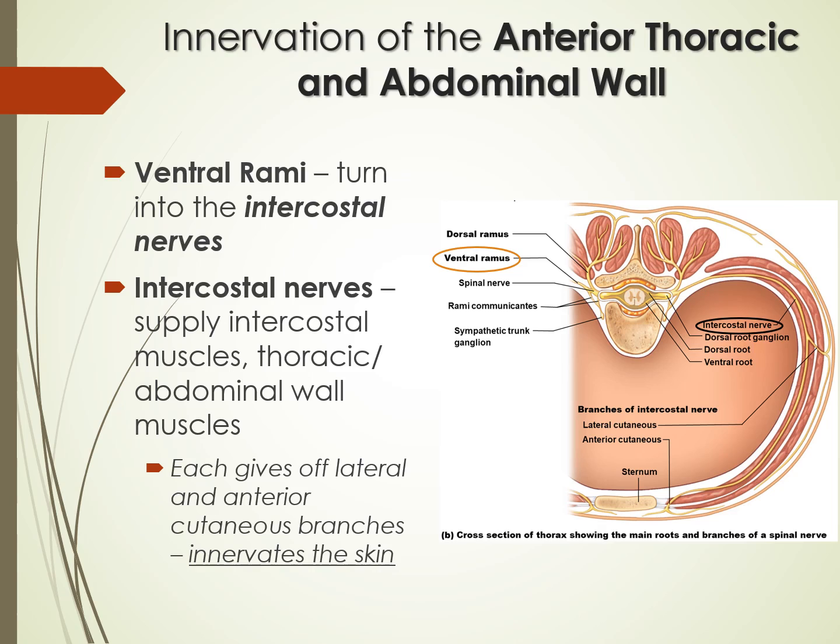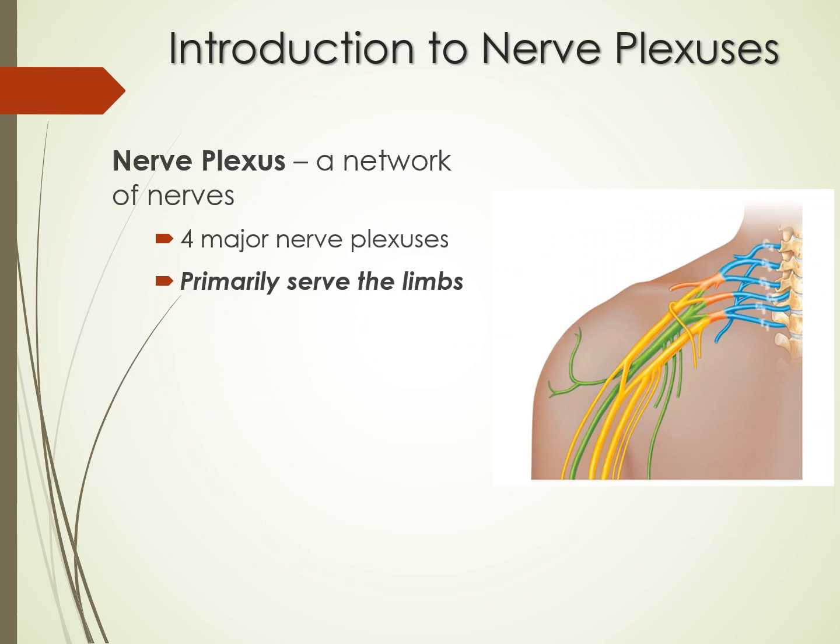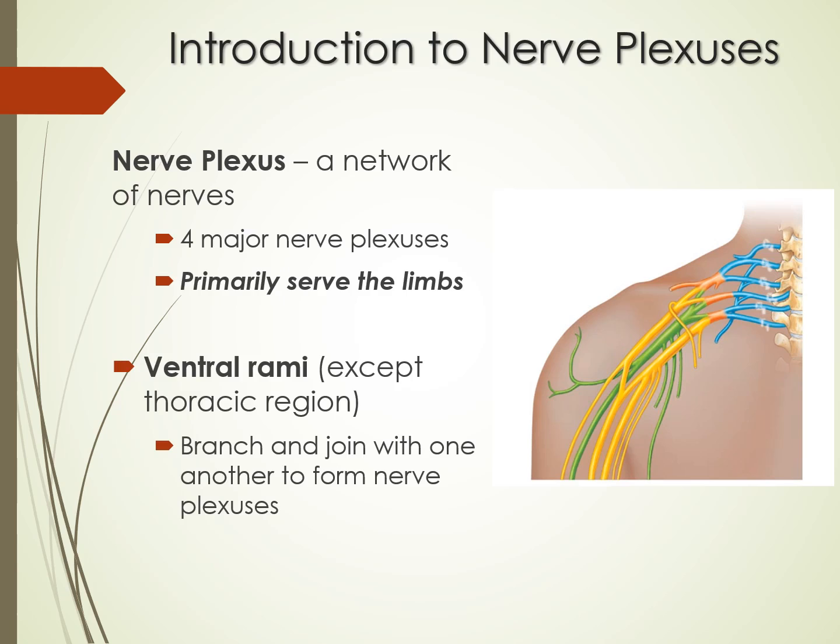So if the dorsal rami innervate the back, then the ventral rami are going to innervate the ventral muscles, or anterior thoracic and abdominal wall muscles. So if we're at the level of the rib cage, the ventral rami are actually going to turn into intercostal nerves. And those intercostal nerves are going to supply all those intercostal muscles.